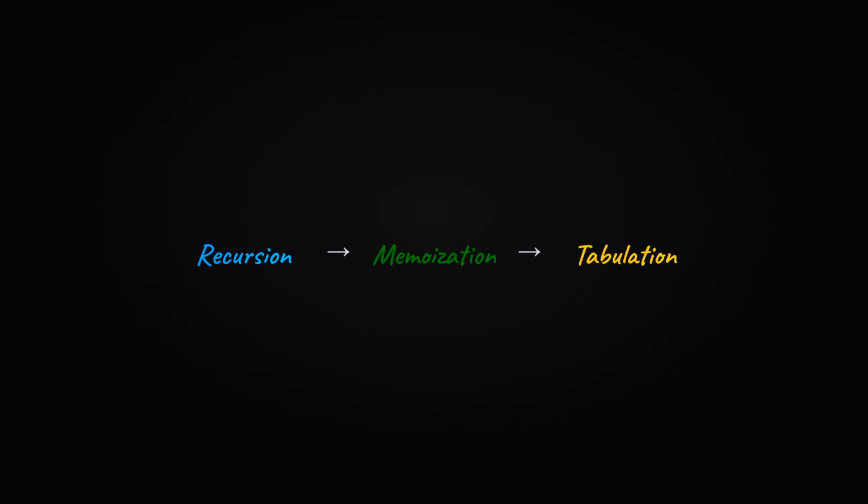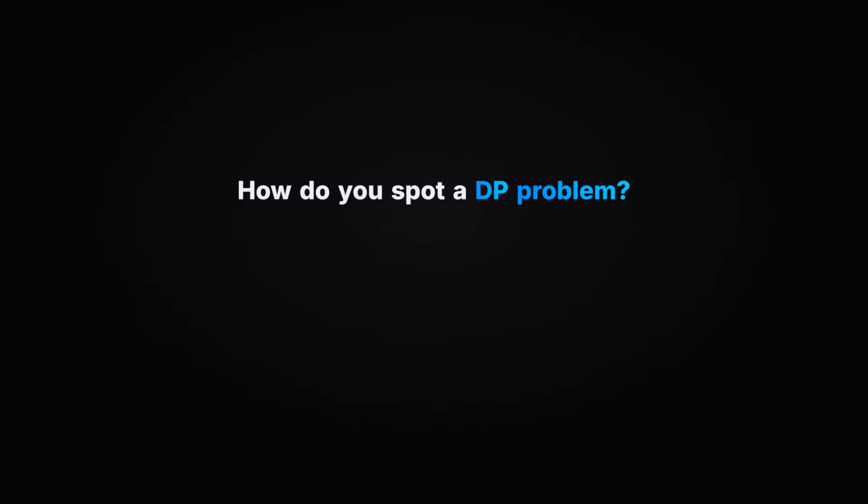That is why throughout the series, we will always begin with the recursive solution. Only after we understand the recursive thinking will we move to memoization and finally tabulation. Trying to write tabulation first is like trying to build the roof of a house before constructing the foundation. The foundation is recursion. So how do you identify a dynamic programming problem?